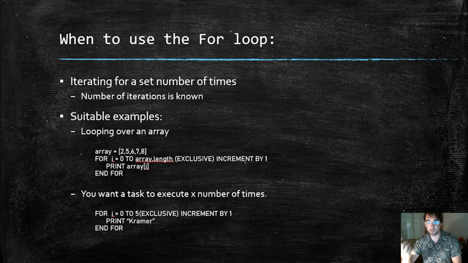So looking at this loop, I'm looping from 0 to the length of the array. I know my number of iterations is set to that array length, and that's why it's an appropriate situation to use that for loop. Another good example is you want a task to execute a number of times. So that's just what we were going over before, where I wanted to print my name over, say, 5 times. Perfect example of the for loop because I have a set number of times, so the number of iterations is known.